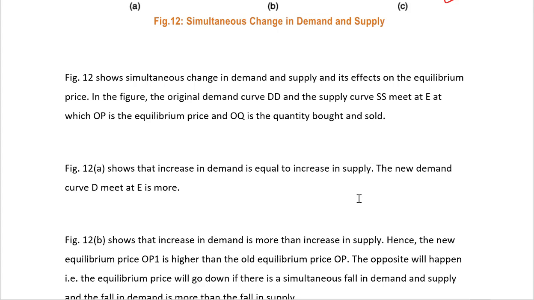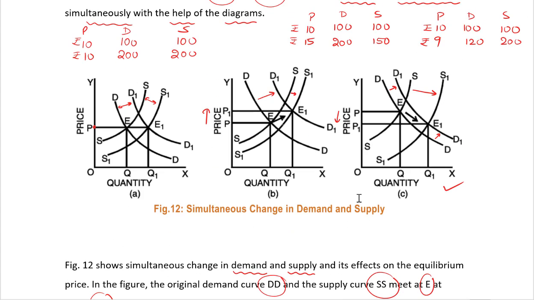Figure 12 shows simultaneous change in demand as well as supply and its effect on the equilibrium price. In this figure, we have seen that the original demand curve is DD and original supply curve is SS that meets at point E, at which OP is the equilibrium price and OQ is the equilibrium quantity, as you can see over here.